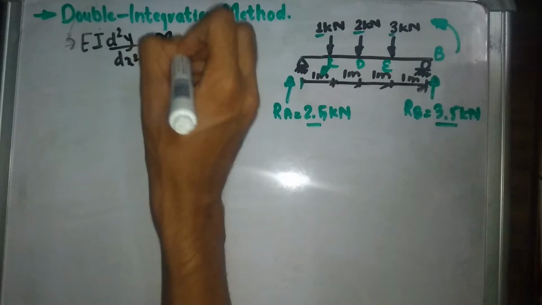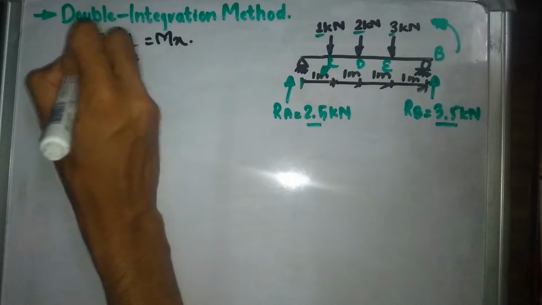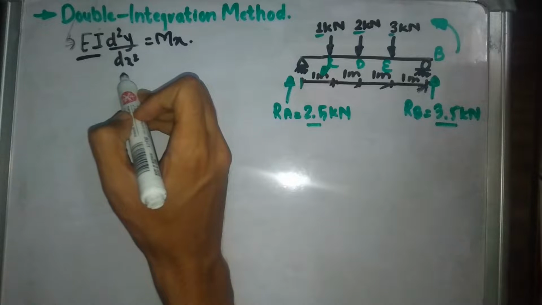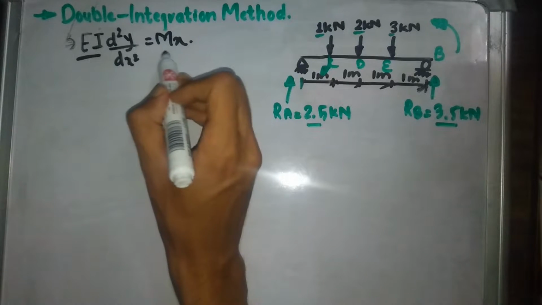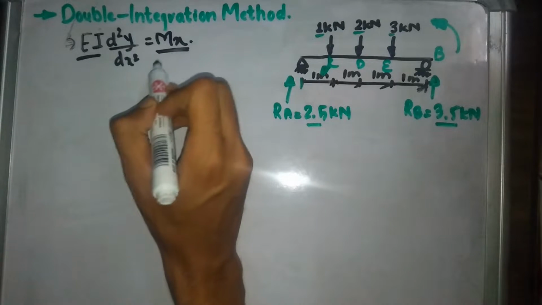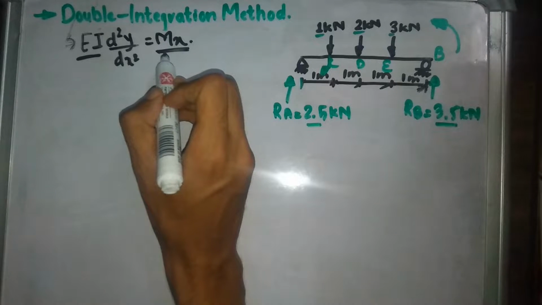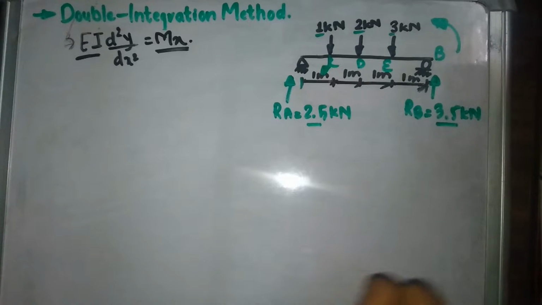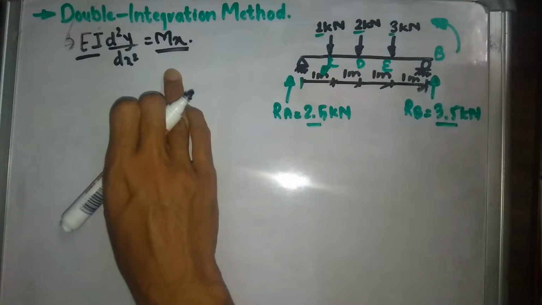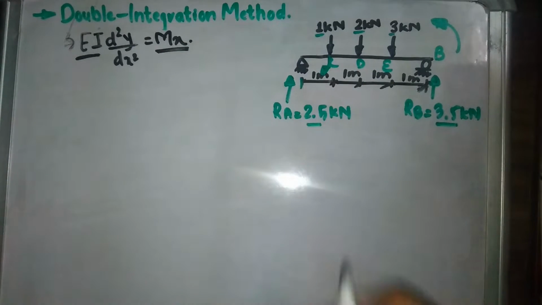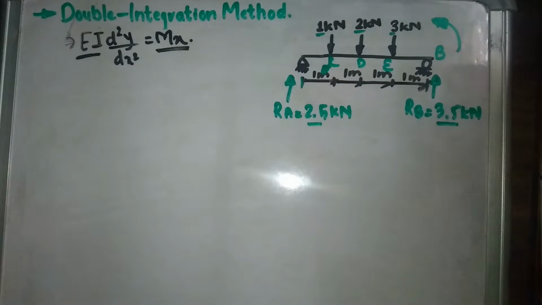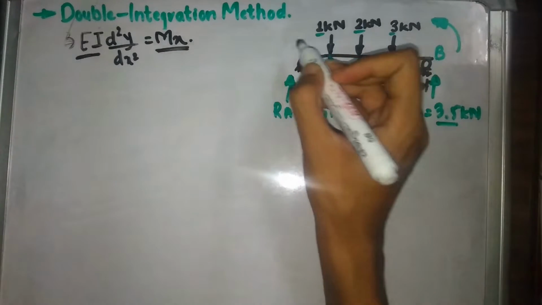I've already explained before, our EI is flexural rigidity, which is going to be constant. D square y divided by dx square is our second order differentiation. Next we have Mx. As I explained before, Mx is simply the moment about section x. So we're going to take a certain section x in this figure. Where are we going to take our section x? We're going to take section x in such a way that it incorporates the maximum amount of forces.